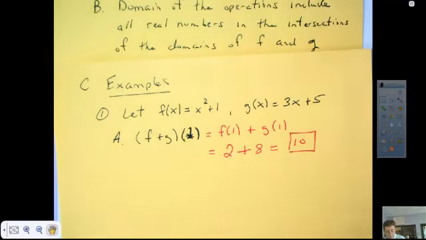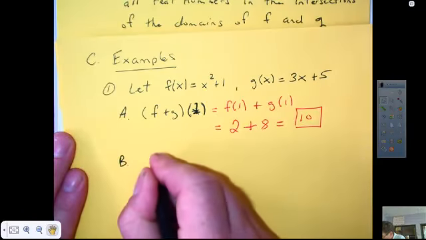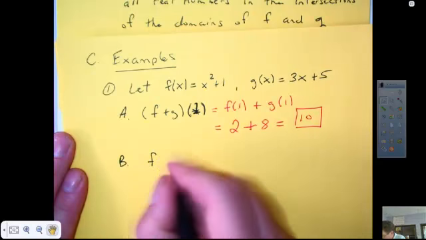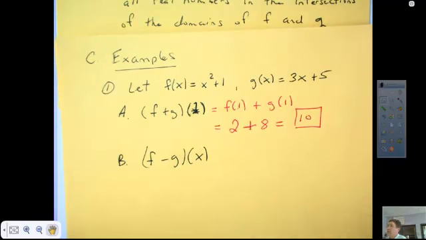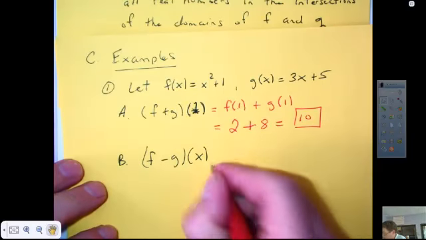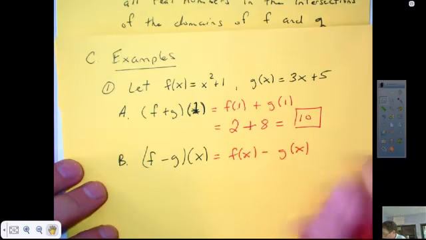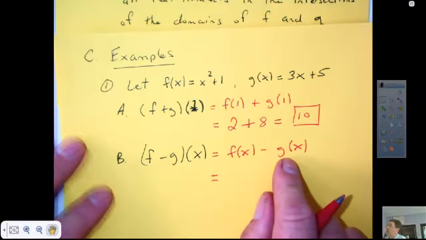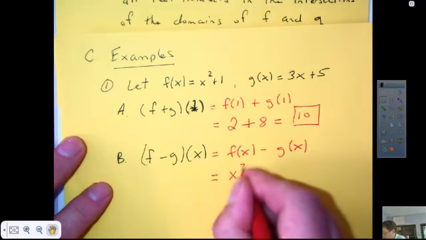If we want to do B, f minus g, and this time do the x. So just f minus g of x. All right, so we don't have an actual value to put in. So the notation says take f of x minus g of x. And the only tricky thing here is to make sure you subtract all of g. So f, of course, was defined as x squared plus 1.